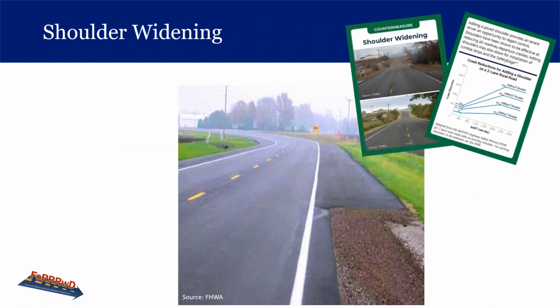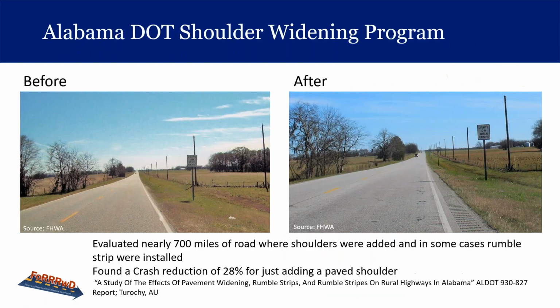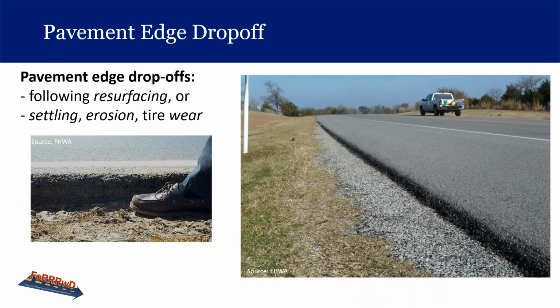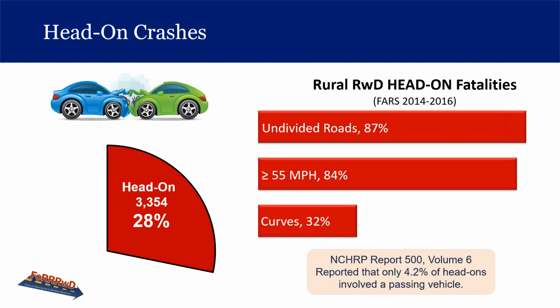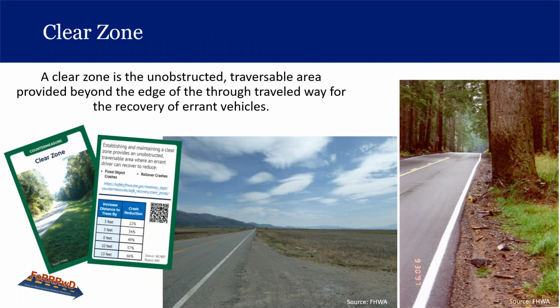So we talked about shoulder widening, and looked at some examples of that. We looked at the pavement edge drop-off, for which we have the safety edge countermeasure. At least in Ohio, we would like this to be a standard for our 2-lane road resurfacing projects, and it eliminates or reduces a lot of the different types of crashes that we're concerned about in this webinar series.